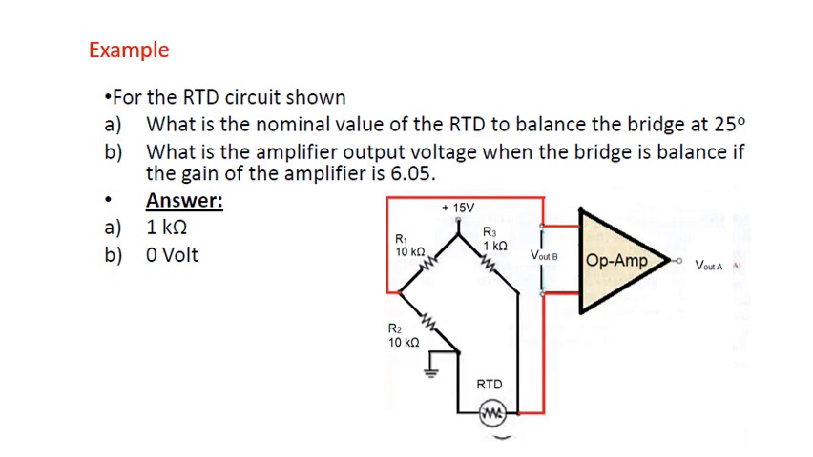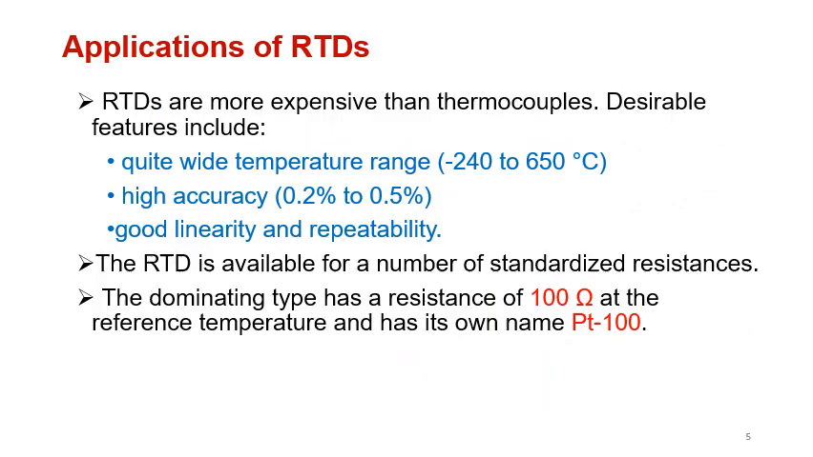Another example, I think no need to discuss this example because it's very similar to the previous example. In the application, RTDs are more expensive than thermocouples. So we can use it when the temperature range is between -240 to 650.